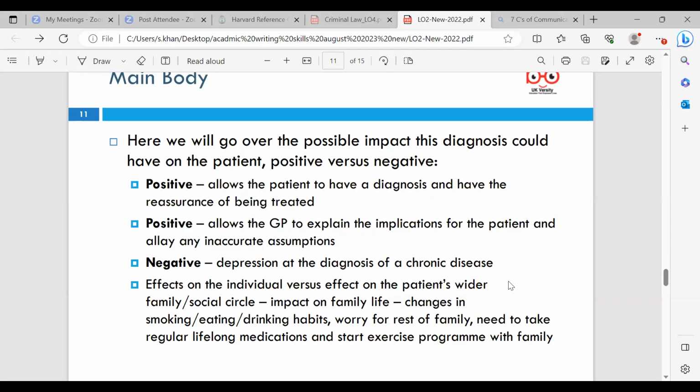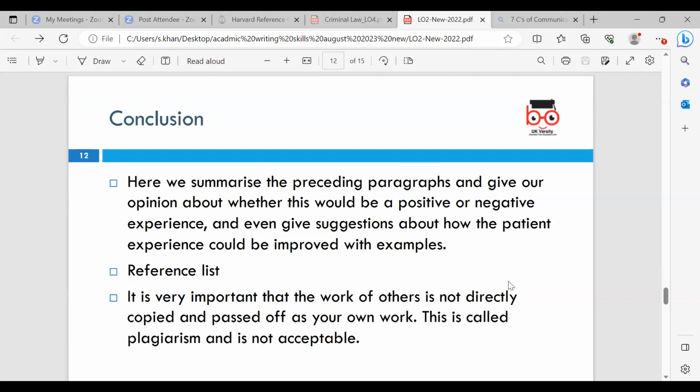Then you'd have the conclusion. Here you would summarize the preceding paragraphs and give your opinion about whether this would be a positive or negative experience, and even give suggestions about how the patient experience could be improved, with examples. Then you would have your reference list, which is using the Harvard system for referencing.